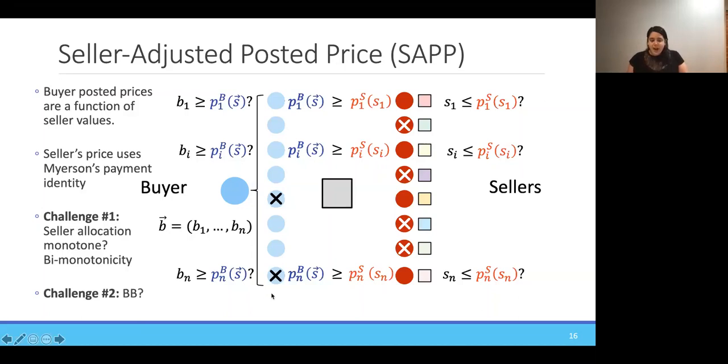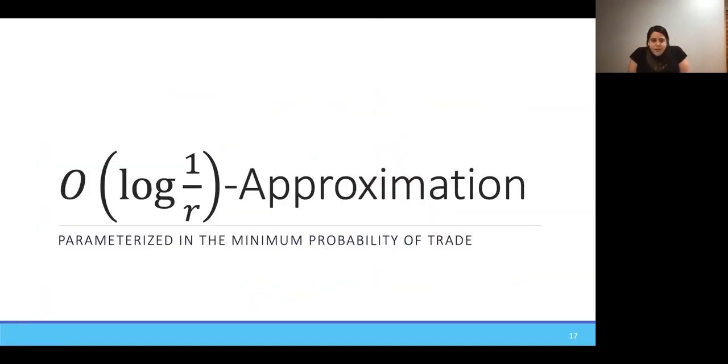And our second challenge is, how do we make sure that this payment identity function is less than whatever function we're using? And this is the most difficult part of the mechanism, and this will be the thing I discuss last. So these are really the most technically challenging parts of the paper. Okay, so now I'm going to get into the first part, the log 1 over r approximation. Any questions?